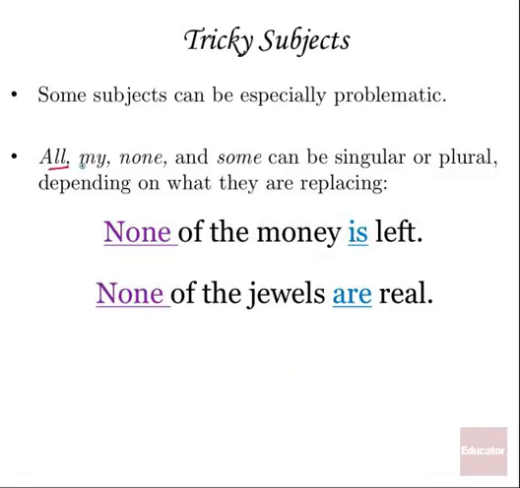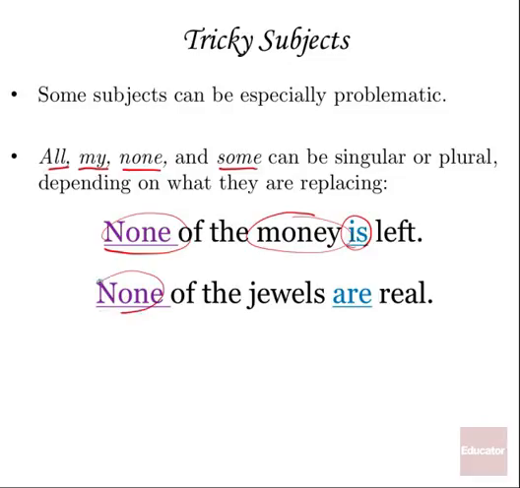Okay? All, any, none, and some can be singular or plural depending on what they are replacing. Now remember, pronouns, their whole job is to take the place of a noun. So, in this case, none of the money is left. Well, none is taking the place of money. Money is what we call a non-count noun. It doesn't have both singular and plural forms. It's just this kind of substance. You don't say one money, two monies, three monies. It doesn't make any sense. You just say some money, more money, lots of money. So in this case, none of the money is left. It's a non-count noun, and you treat it like it's singular.